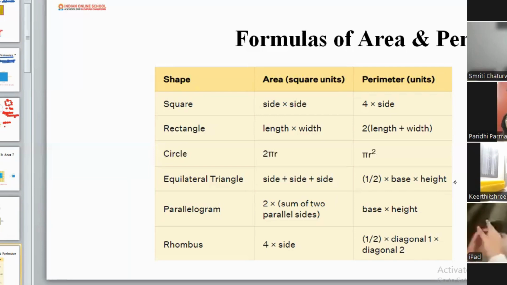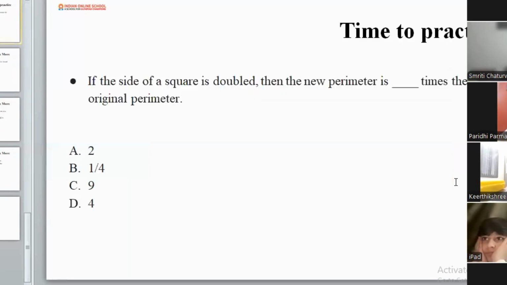Okay, everybody. So now we are having a few questions, what we are going to do on the basis of that. Before that, I just want to ask one thing from you. Just tell me, if the side of the square is 1 centimeter, what is the area of that particular square? 1 centimeter square.